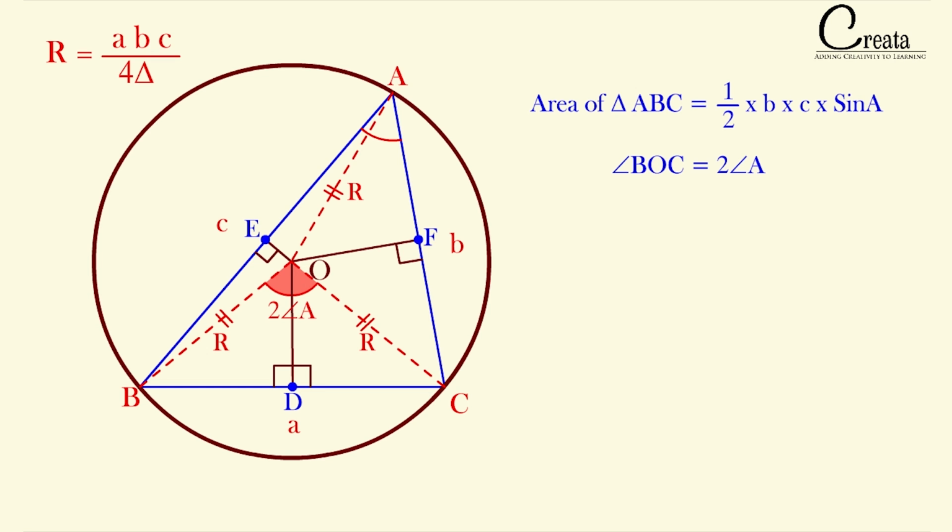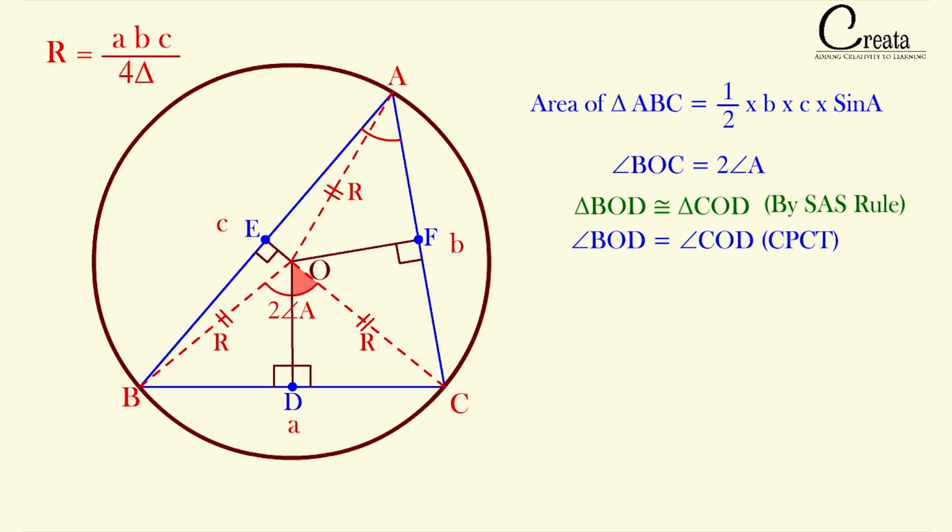Further, just now we have proved that both of these triangles are congruent to each other, that is by SAS rule. So by CPCT we can say the corresponding angles will be equal to each other, means both of these angles will be equal to each other, and this total angle is 2A. So can we say both of these angles as A and A? We have divided the 2A into two equal parts, that is angle A and angle A.